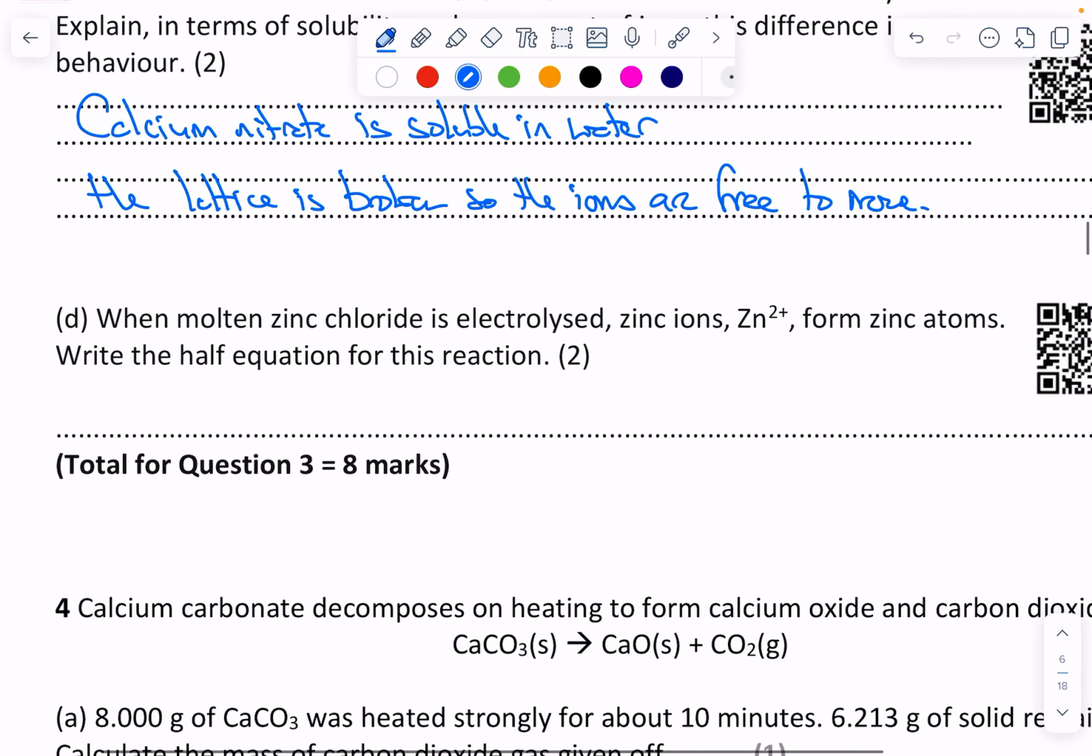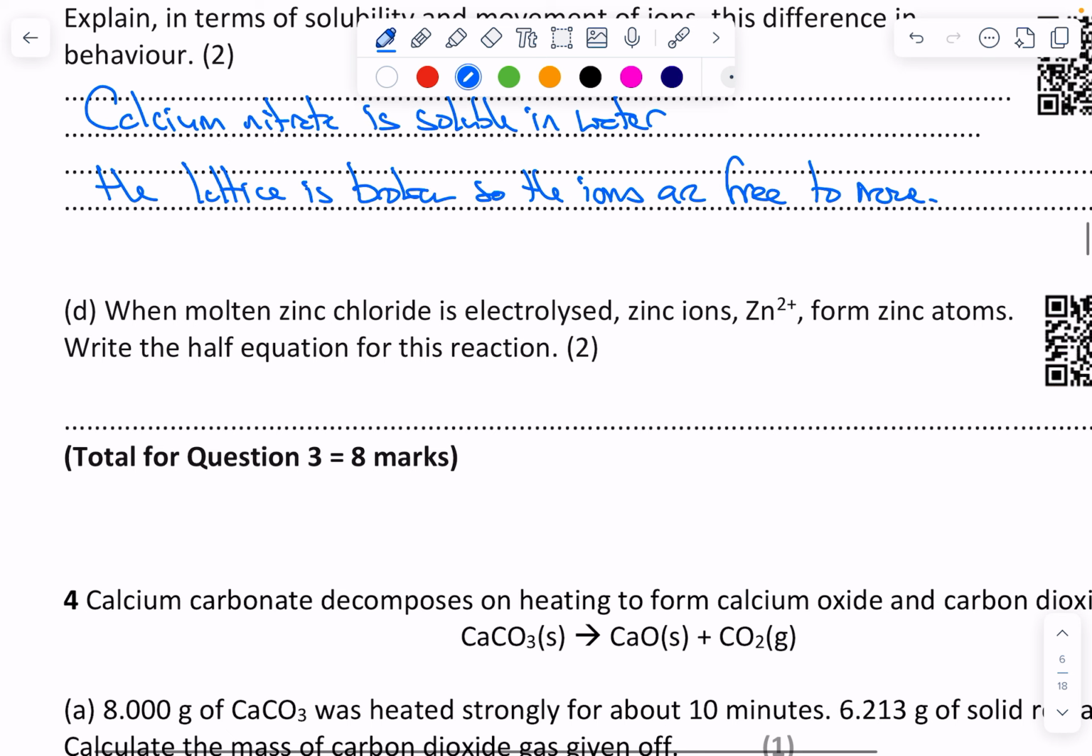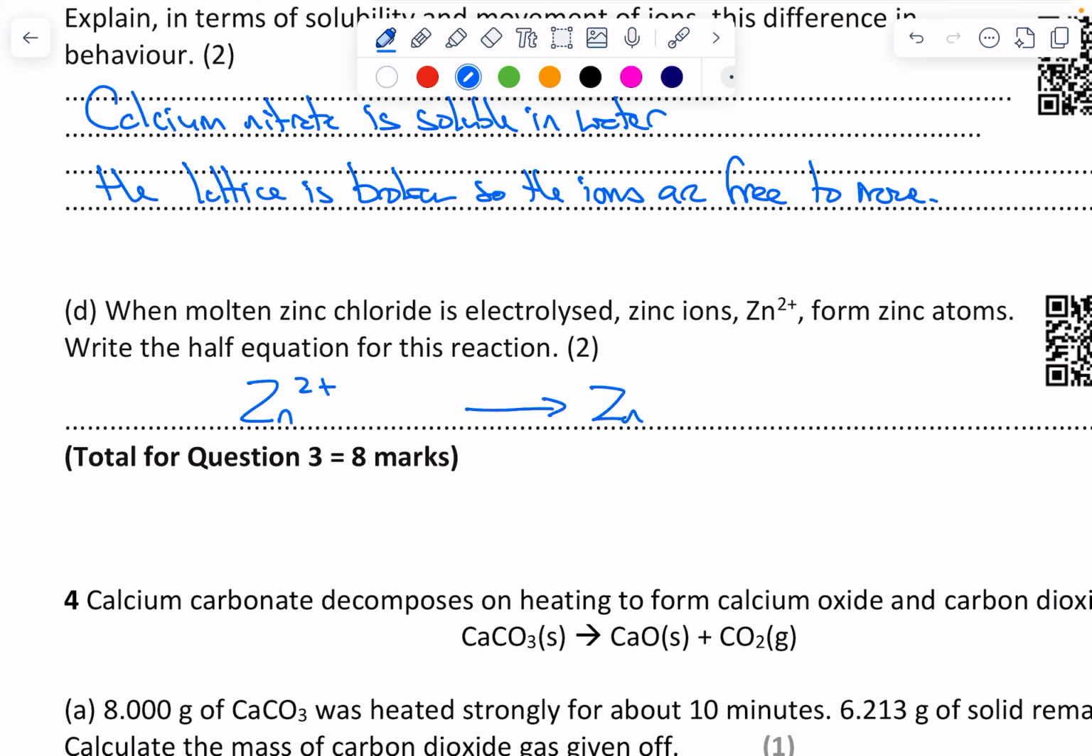Molten zinc is electrolyzed, zinc ions form zinc atoms. Write a half equation. So it's helped me out a little bit because it's starting off with zinc ions and it's telling me I have to make zinc atoms. So to do that, what I need to do here is get rid of this positive charge to make it have no charge. To get rid of positive charge, I need to add electrons. So I'm going to add e minus. And because it is 2 plus, I'm going to add 2 electrons to make that work and get the marks in that particular question.